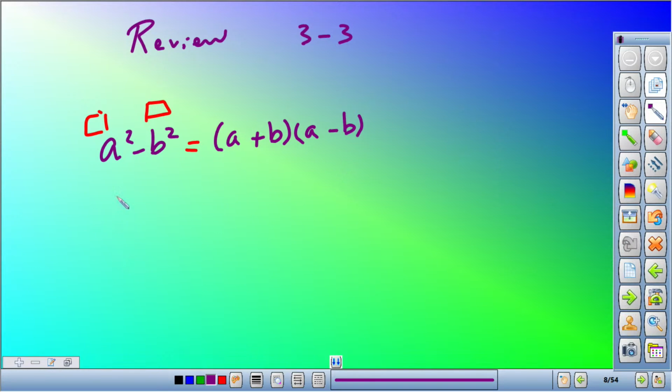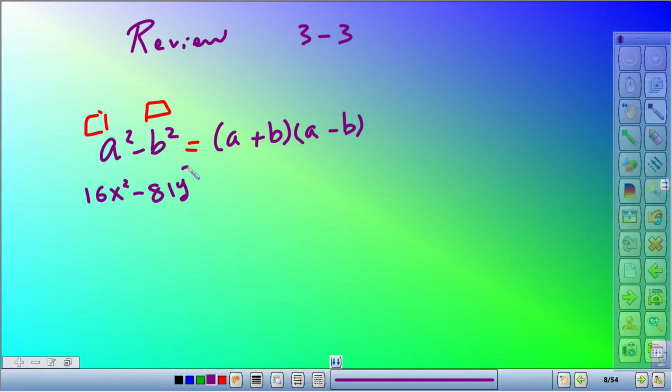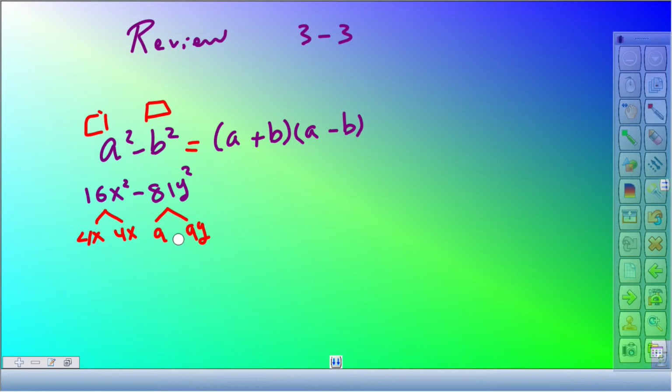So let's say I have a difference of squares that could be something simple or something bulky and chunky. So let's go bulky chunky: 16x squared minus 81y squared. Well, you have to look at what's being squared here. What's being squared to give you 16? The 4 is. What's being squared to give you the x squared? So you have 4x times 4x to give you that amount. How about 81 and the y squared? 9y times another 9y will give you 81y squared.